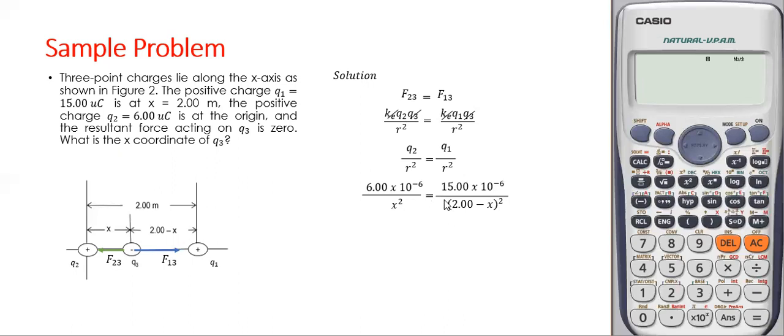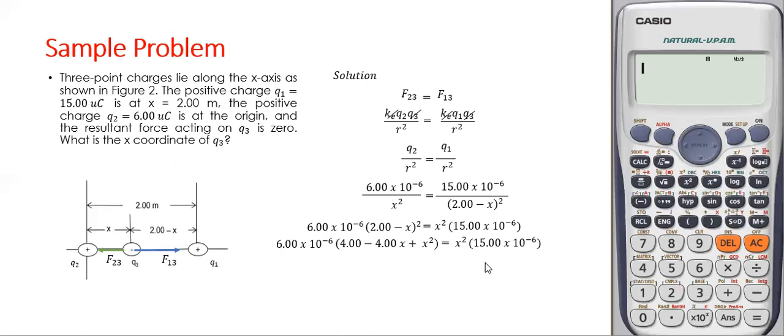Okay? Now, let's cross multiply po. So we have here 6 times 10 raised to negative 6 multiplied by 2 minus x squared is equal to x squared times 15 times 10 raised to negative 6. Okay? Next step is kailangan natin i-expand itong ating term na to. And that is 6 times 10 raised to negative 6 times 4 minus 4x plus x squared equal to x squared times 15 times 10 raised to negative 6.